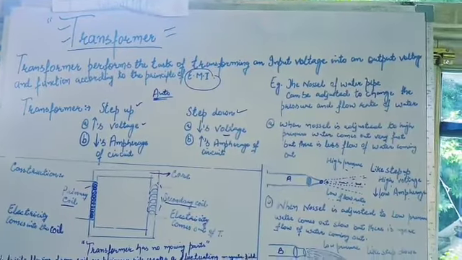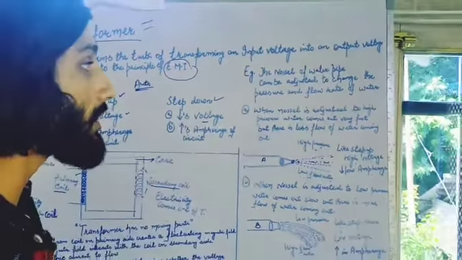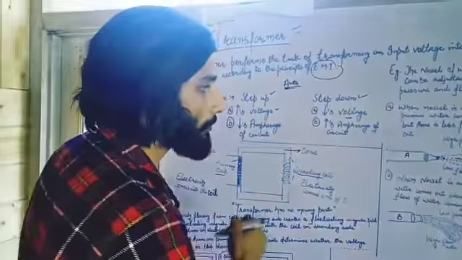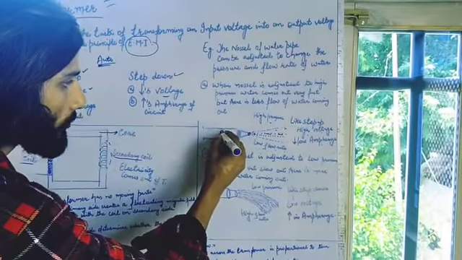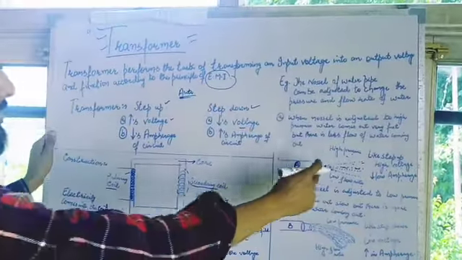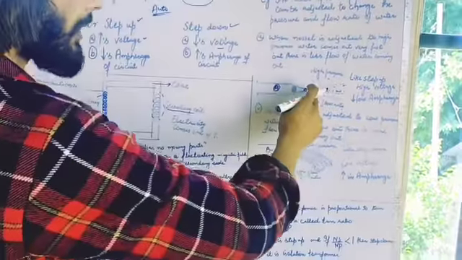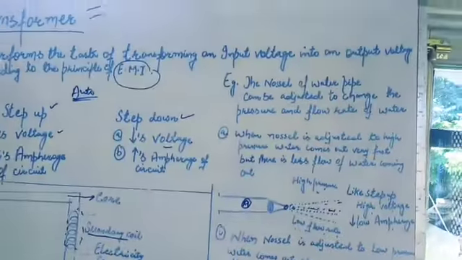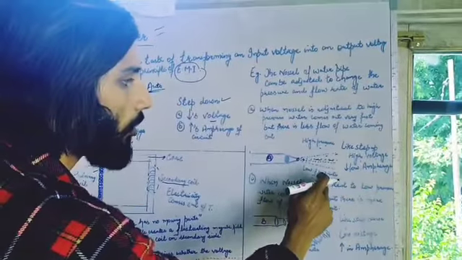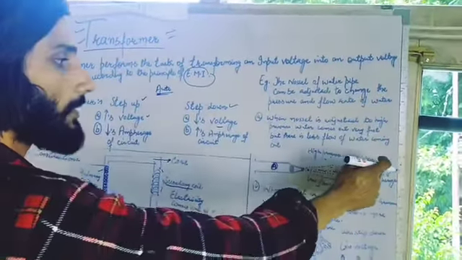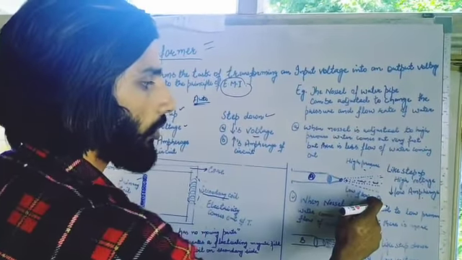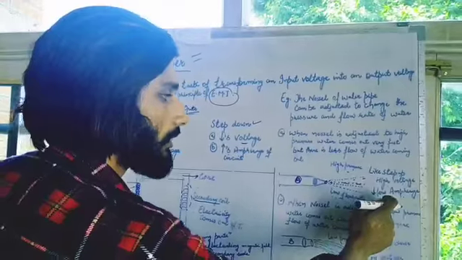The nozzle of the water pipe can be adjusted to change the pressure and the flow of the water. For example, in example A, the nozzle is adjusted to a high pressure. The water comes out very fast, but there is a lower flow rate of the water. So it is high pressure and low flow rate. This is like a step up transformer: high pressure is the high voltage, and low flow rate is the decrease in the amperage.